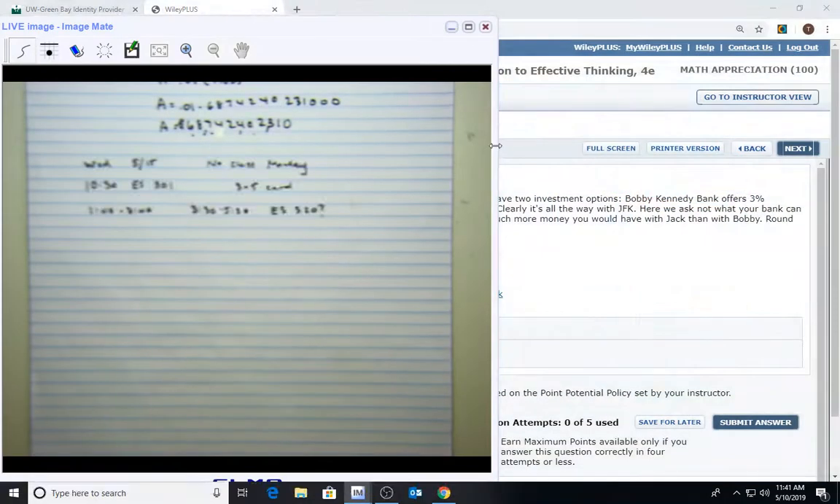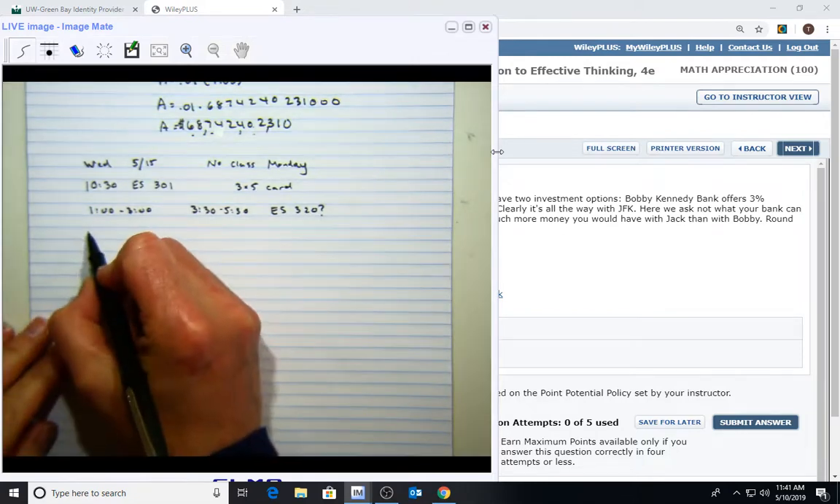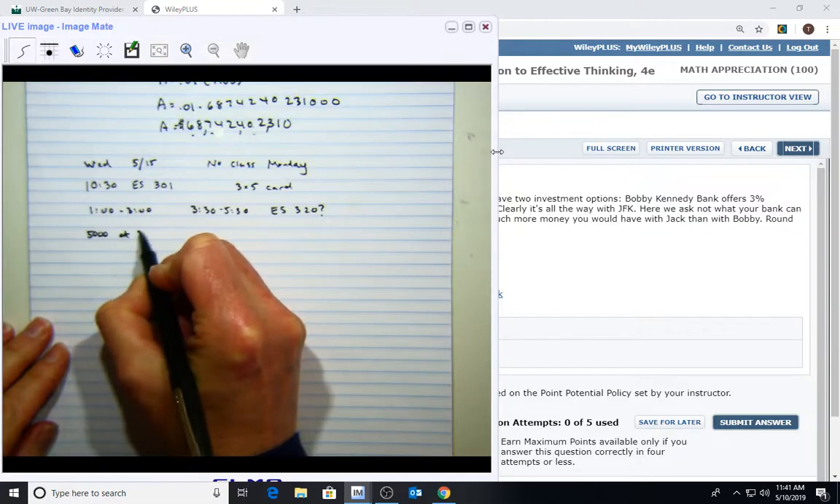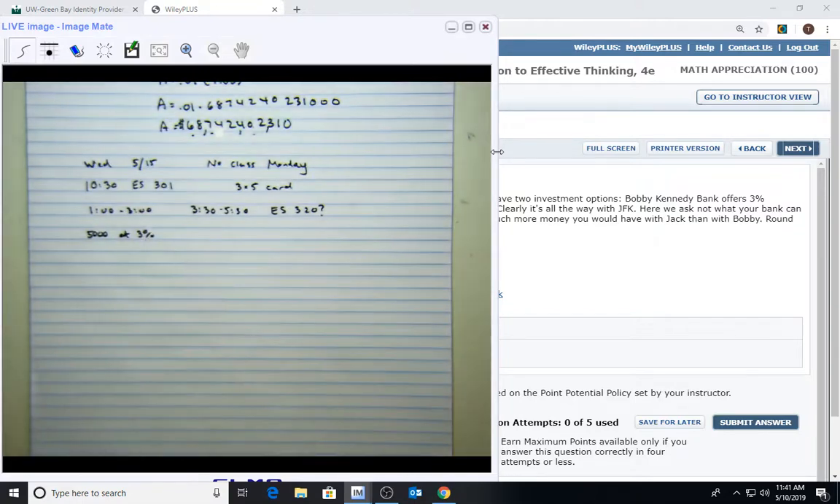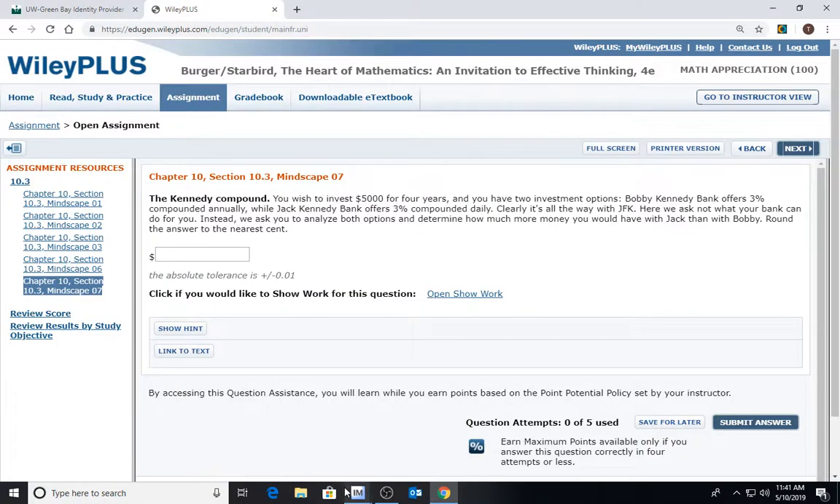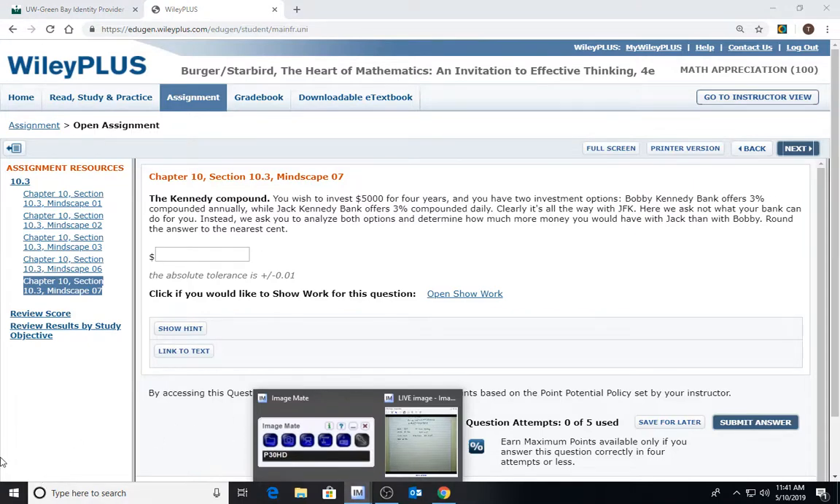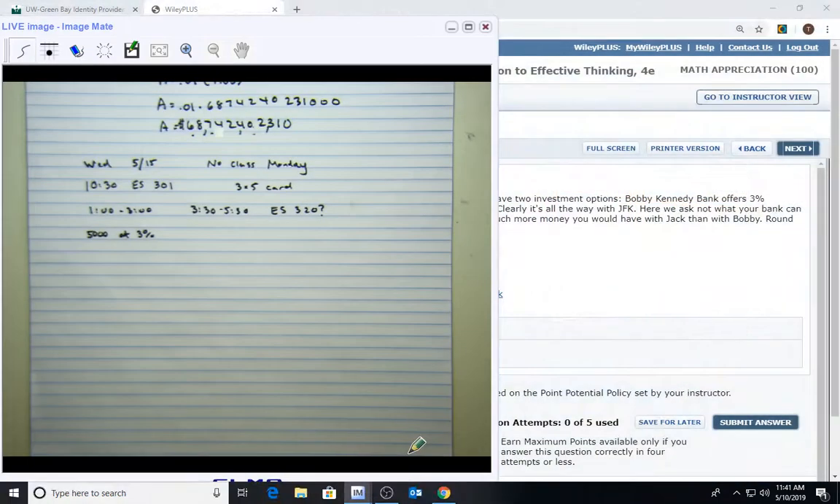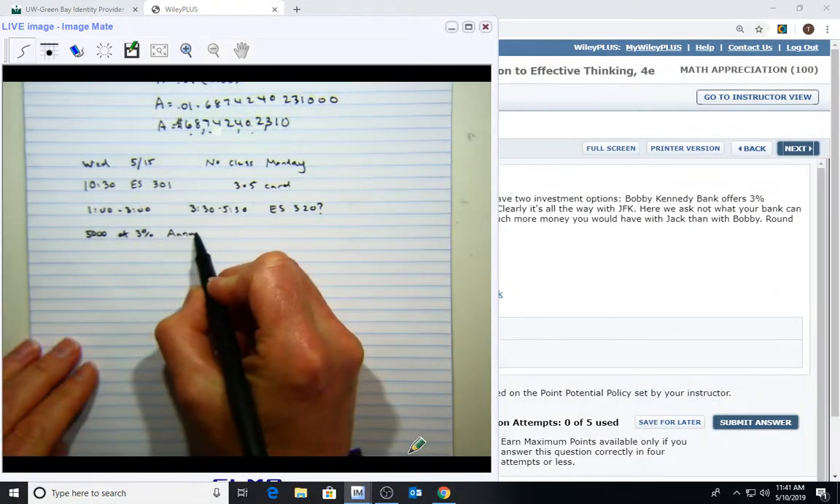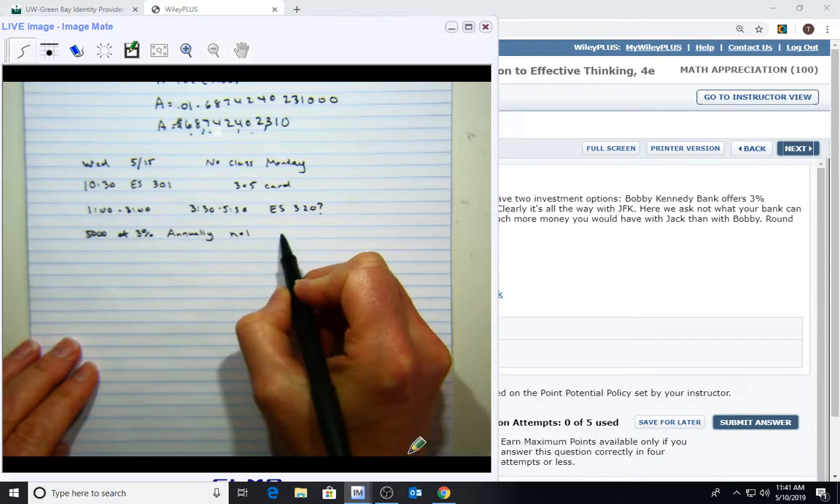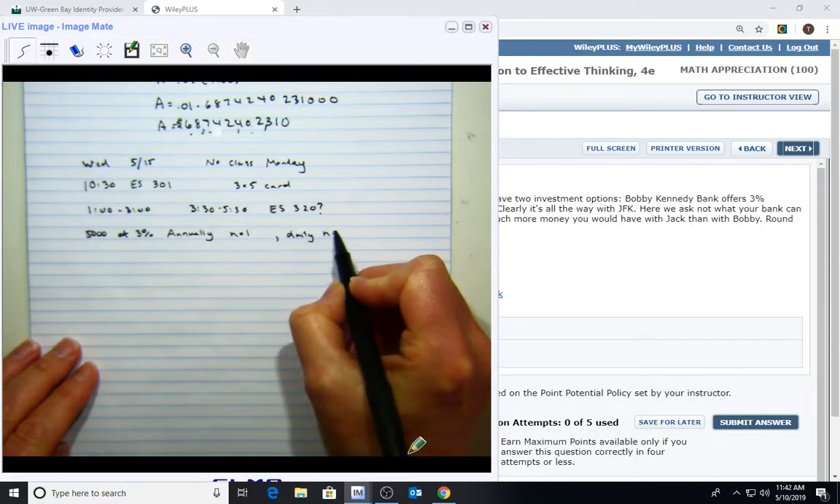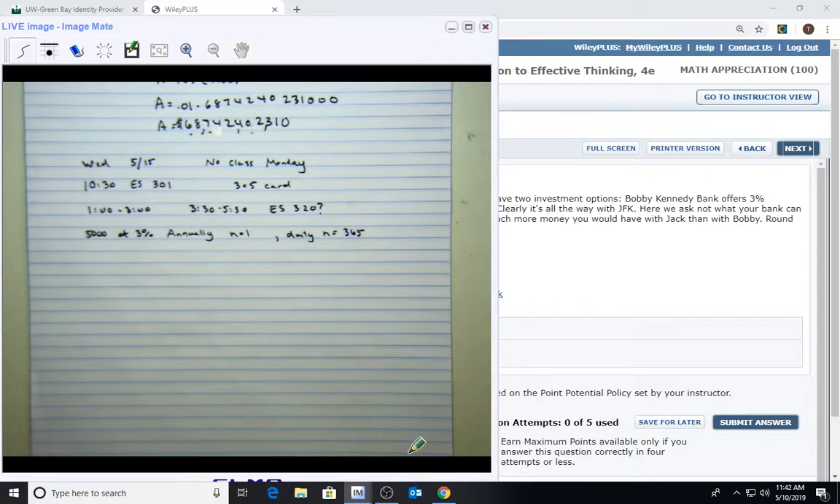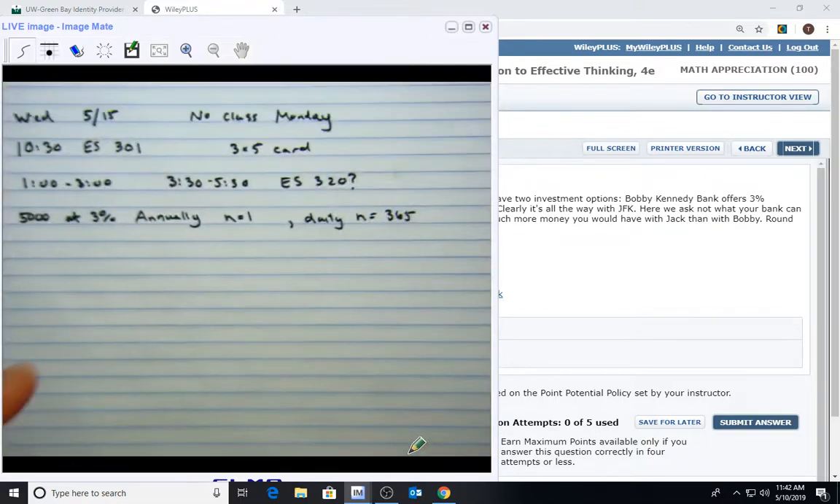So the more frequently the compounding is happening, the more advantage it is to you earning the interest. What were there was daily, and what was the other one? Annually and daily. So we use 365. When we compound daily, we don't take into account what year.